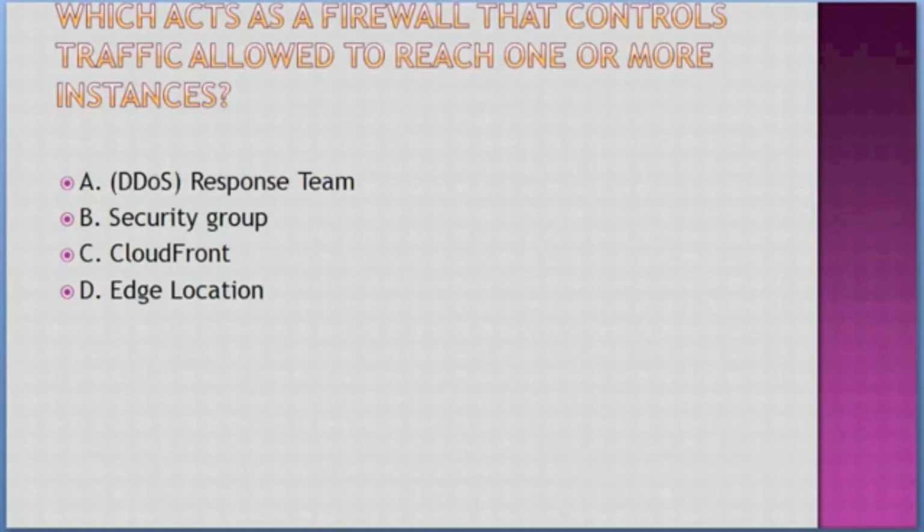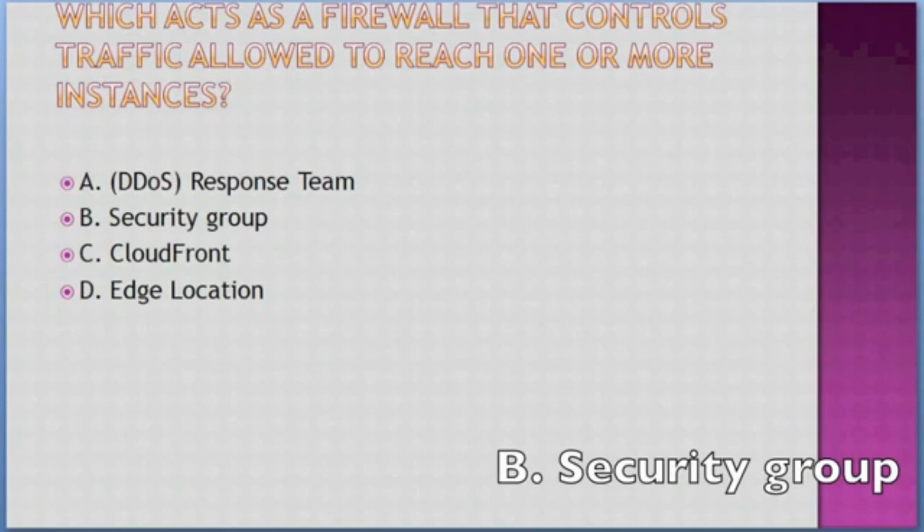Which acts as a firewall that controls traffic allowed to reach one or more instances? A, DDoS response team. B, Security group. C, CloudFront. D, Edge location. Answer B, Security group.